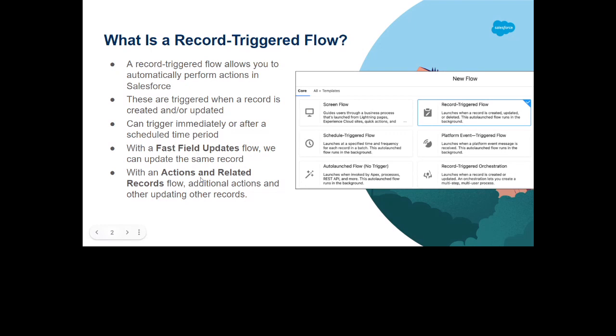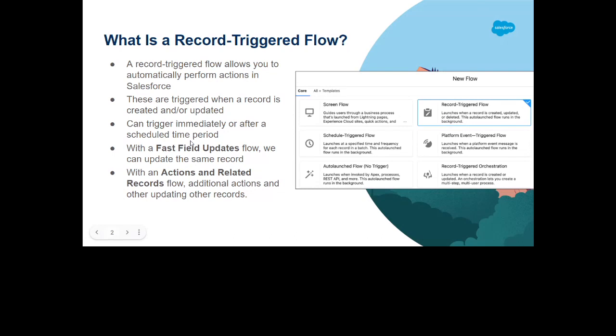This one is also known as an after save flow, right? We can perform all of the actions that I mentioned earlier, send email, updating other records, in an after save flow, but it is less efficient than a fast field update flow, right?